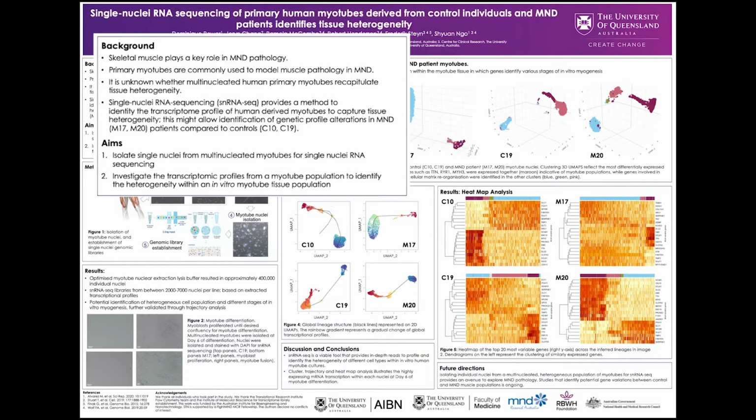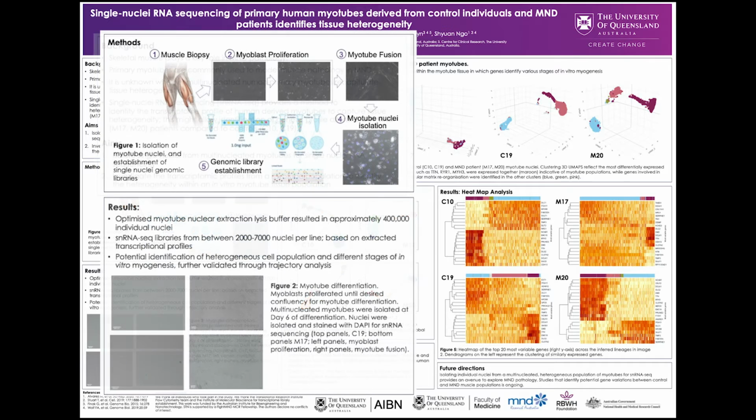Our first aim was to isolate the single nuclei from human control, C19, C10 lines, and MND patients, M17, M20 myotubes, and secondary, to investigate if their gene profiles reflected biological variation in the context of adult myotube myogenesis.